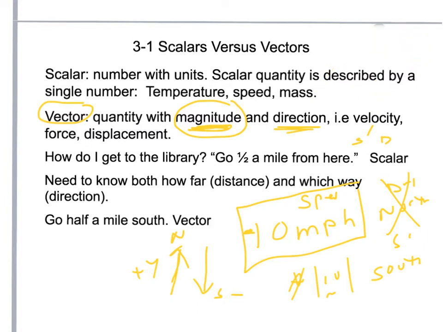We have our scalar, which is just our plain number with the unit. The vector is a quantity that gives you magnitude and direction. So velocity is a vector, and its magnitude is speed, and its direction is obviously north, south, east or west, or up or down, whatever the context of the problem is.